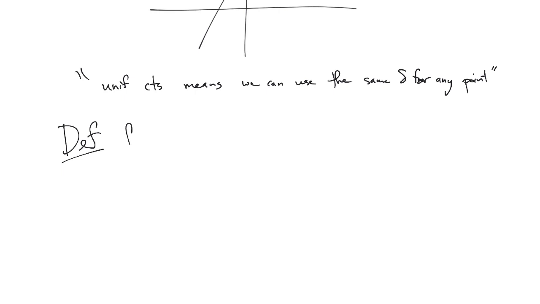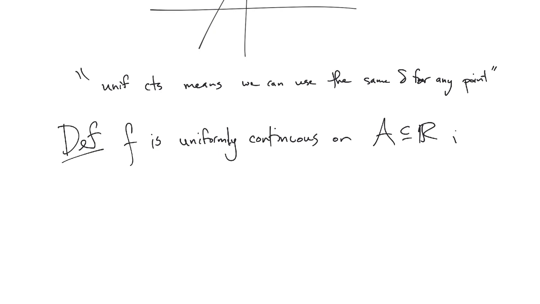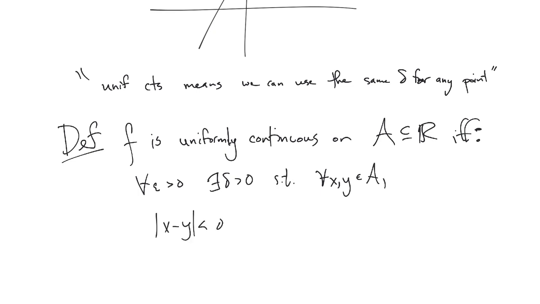Check it out. f is uniformly continuous on some set A, a subset of R, if and only if, for all epsilon greater than 0, there exists delta greater than 0, such that for any x and y in A, |x minus y| less than delta implies |f of x minus f of y| less than epsilon. All right, this is what it means to be uniformly continuous.